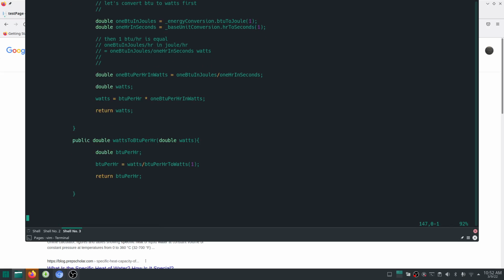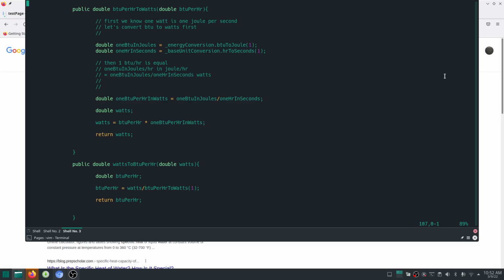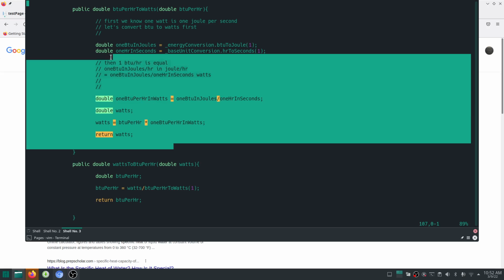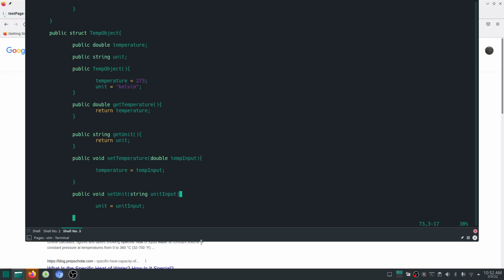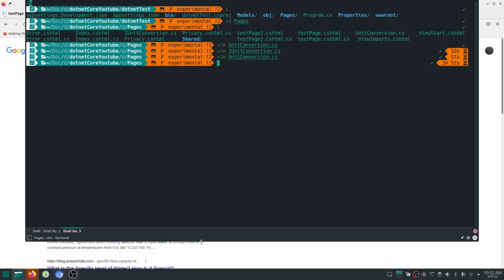Okay, and then for the watts to BTU per hour, what I do is that I just call this function, and then I just invert it. Okay, so that the code is very clean. I don't need to write all this again and then be error prone. Okay, so this is my power converter.